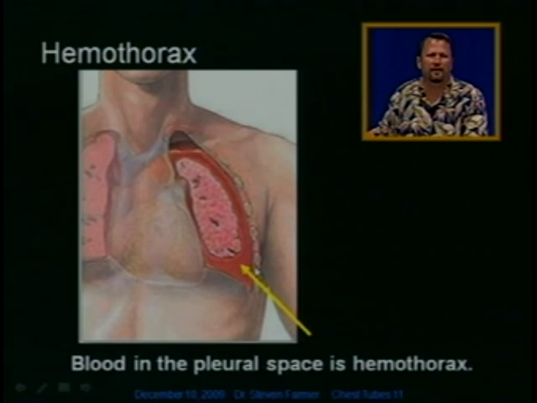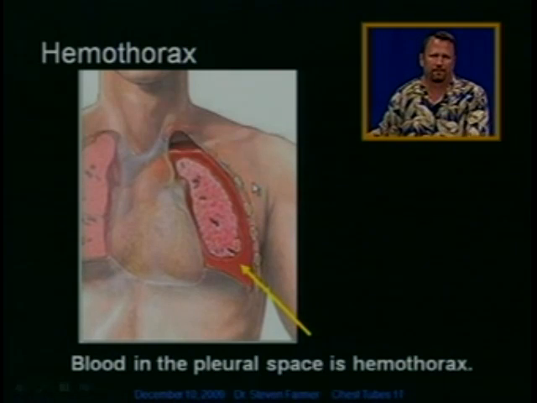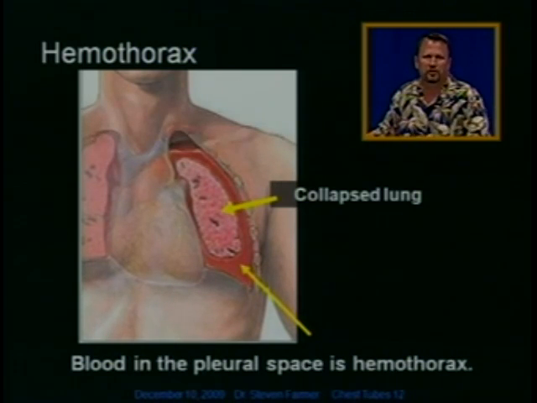Hemothorax is blood in the pleural space. And so here we see blood in the pleural space, and the lung has collapsed somewhat due to the blood. And we can have blood and air in the pleural space as well. And there's a picture of the collapsed lung surrounded by blood in the pleural space.